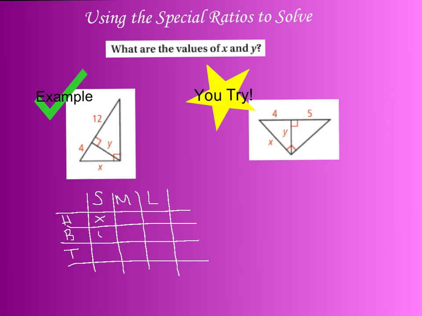My big side is y, my tiny side is 4. So I fill in all of that information. Now I move on to my medium triangle. So here's my medium triangle. This is my hypotenuse, and I don't know the length.